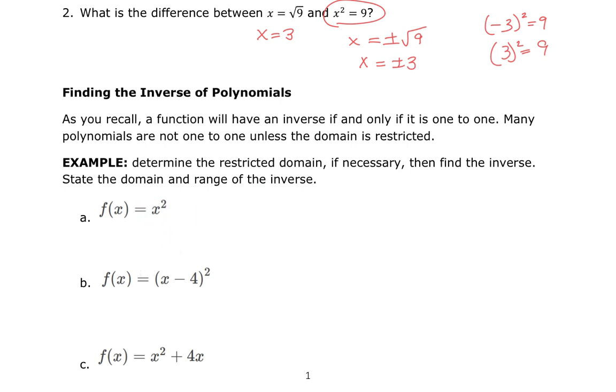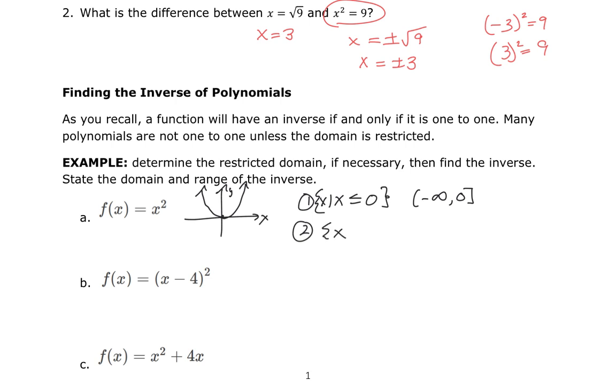So this is our parent function or toolkit of functions, and we know what the graph looks like. It goes through 0, 0, here's y, here's x. And so we can restrict the domain two ways. We can either do x such that x is less than or equal to 0, which I could write as -infinity to 0 inclusive. Or the second way is I can say x such that x is greater than or equal to 0, which in interval notation is 0 to infinity. Either one of those would be fine to write for the restricted domain to force it to be 1-to-1.